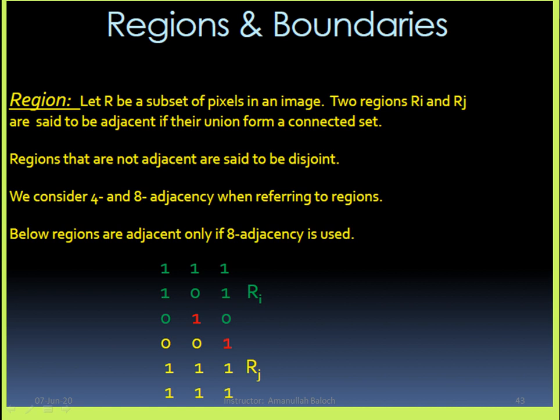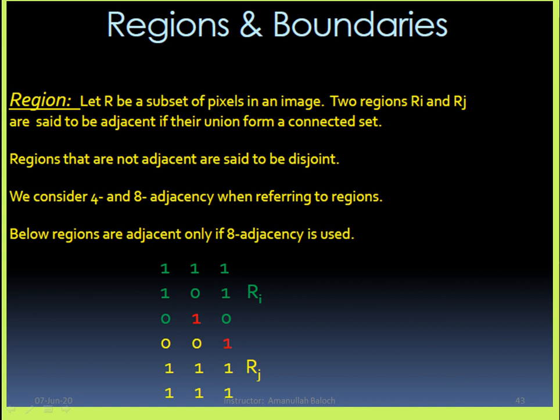And whether these two regions Ri and Rj are connected, if there exists a common pixel, if there exists a path between two regions following the rules of connectivity, then these two regions will be connected, otherwise disconnected. Regions that are not adjacent are said to be disjoint. We consider 4 and 8 adjacency when referring to regions. When we consider the connectivity between two regions, we will follow 4 adjacency and 8 adjacency, not the M adjacency.